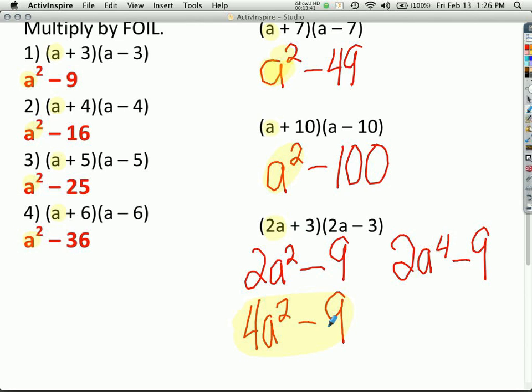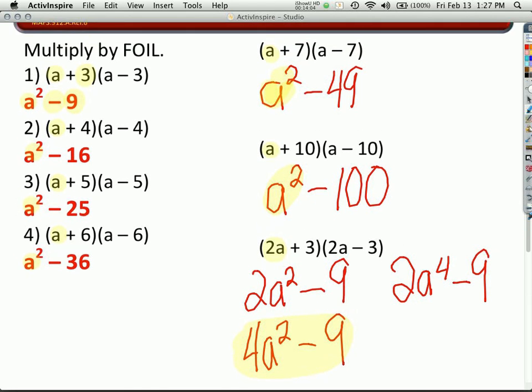2 squared is 4. A squared is a squared. So you're not just writing a squared. That's not the pattern. You're actually doing something. You're squaring the first term. You're squaring the second term. And then you put a subtraction sign between them.